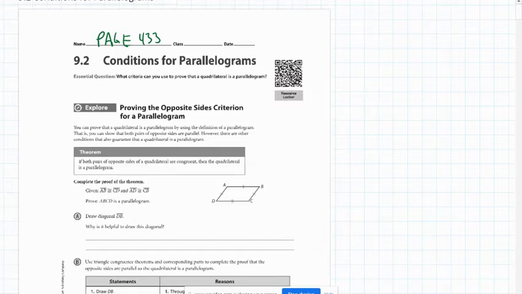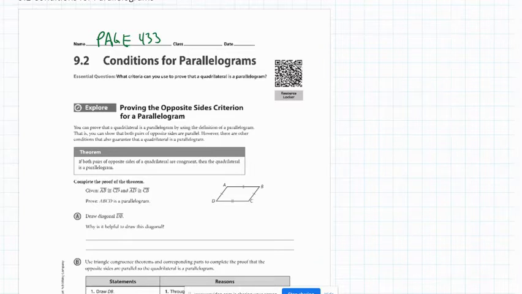So in section 9.1, we learned several properties of parallelograms. If you know a figure is a parallelogram, then it has properties such as the opposite sides are congruent, the opposite angles are congruent, the diagonals bisect each other, consecutive angles are supplementary, and so on. There were many properties that you learned in section 9.1. In section 9.2, we're going to look at it the other way.